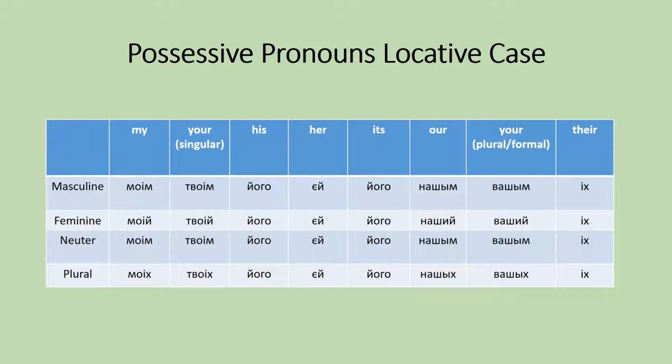Lastly, let's move on to plural. My is moich. Your singular is twoich. His is yoho. Her is yea. Its is yoho.